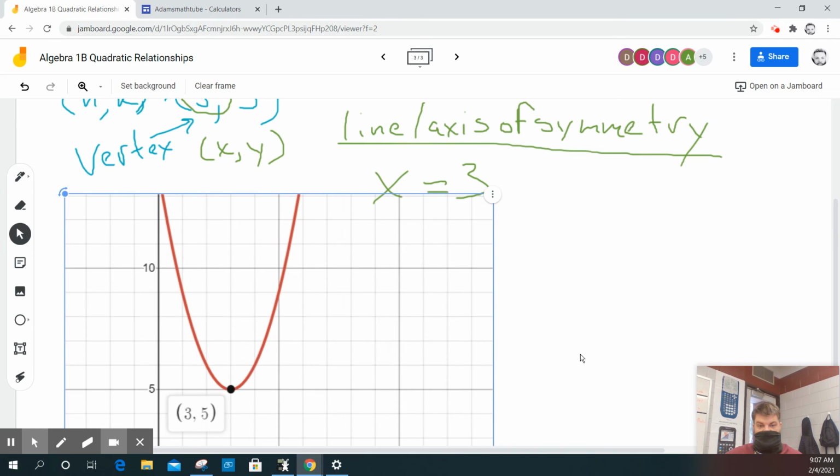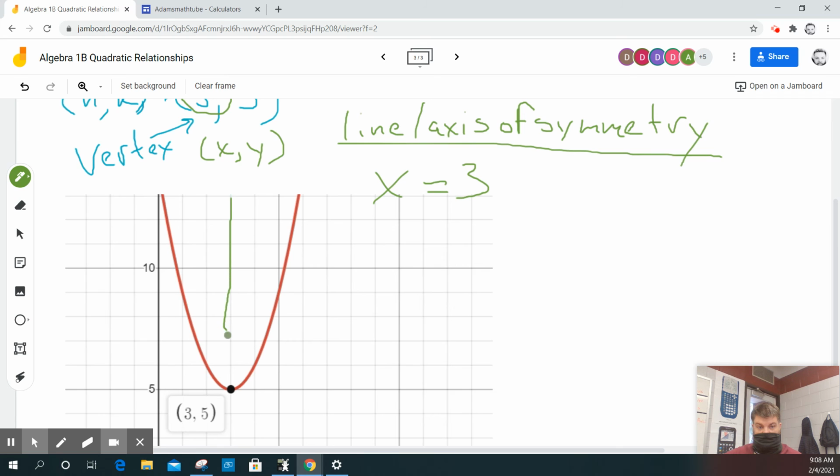And so now to graph the line of symmetry, I'm just going to graph a line. So this is the line of symmetry, x equals 3. Okay? Does that make sense?